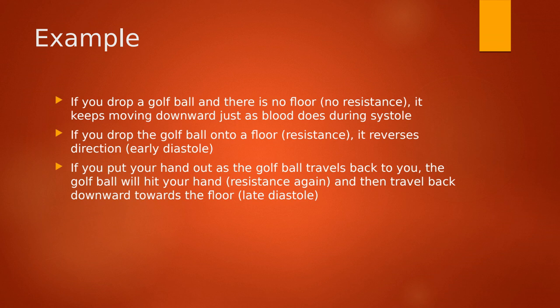So I have a little example here to kind of piece systole, diastole, resistance, all of this together. If you drop a golf ball and there's no floor, so there's no resistance, there's no blockage of the pathway, it keeps moving downward, just as blood is going to do during systole, right? So systole, shooting that blood out. If there's nothing to stop it, it's going to keep going. If you drop the golf ball onto the floor, okay, well now we have a blockage in that pathway. It's going to change its direction, right? The golf ball is going to bounce off that floor and go back to you. That's going to be early diastole.